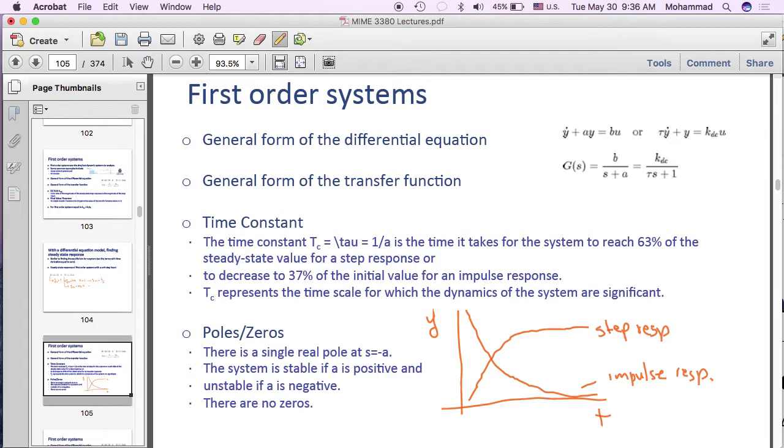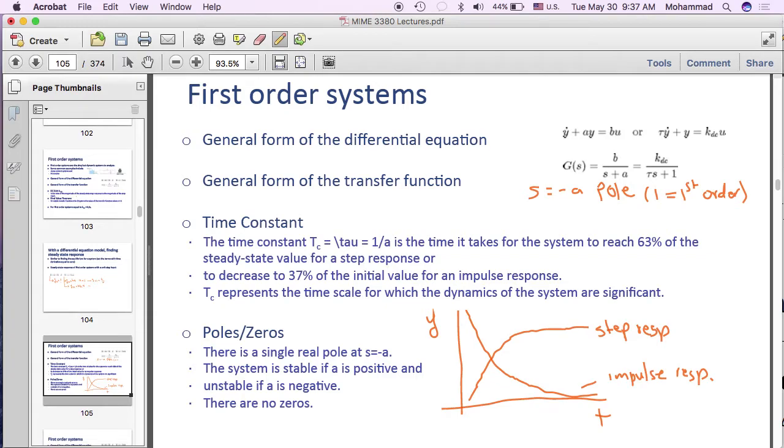S equals negative A is the pole of the system. So let me write it down. S equals minus A is the only pole of the system, and it has only one pole because it's a first order system. So one pole because it's a first order system. That's the reason.